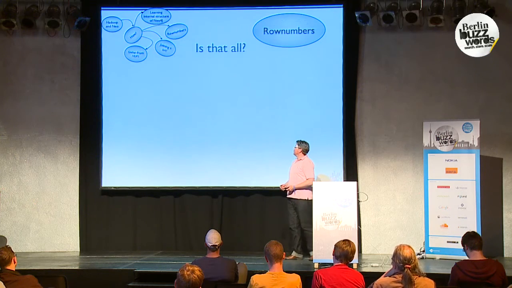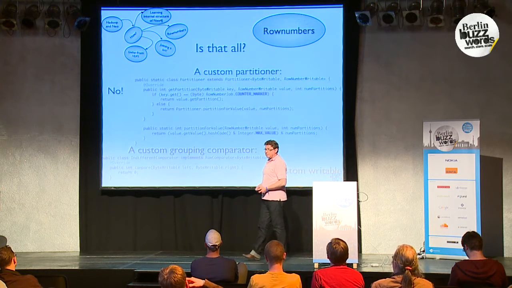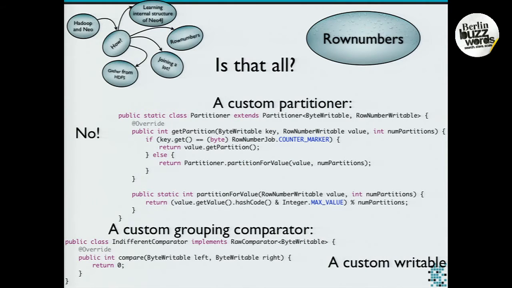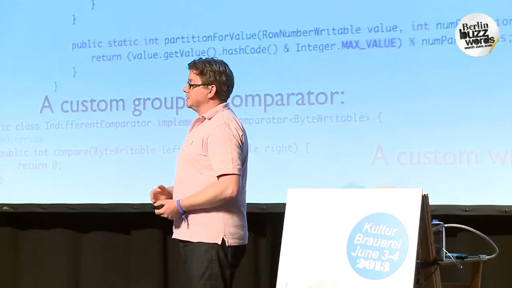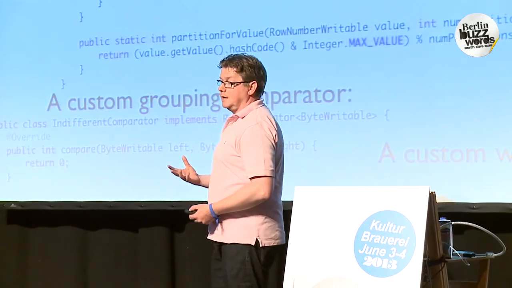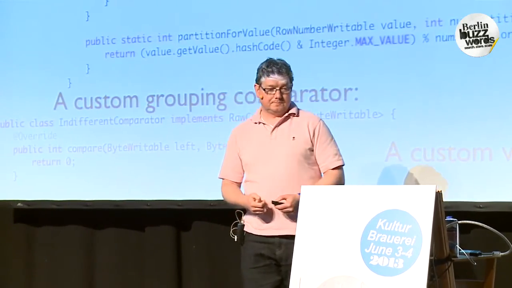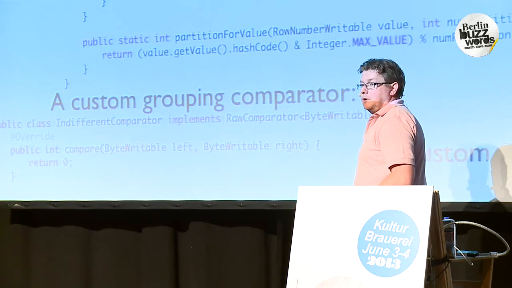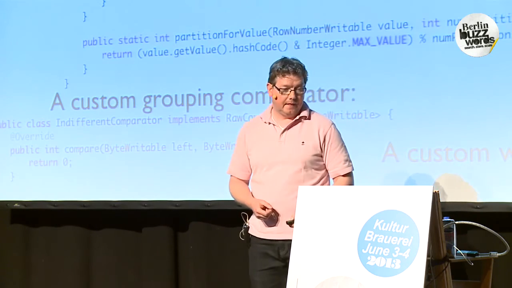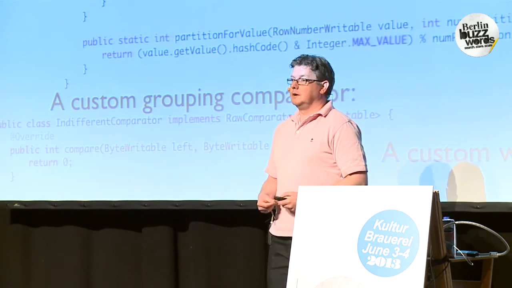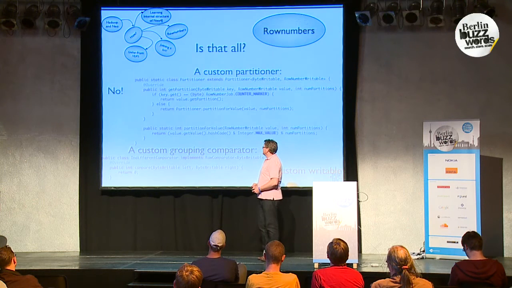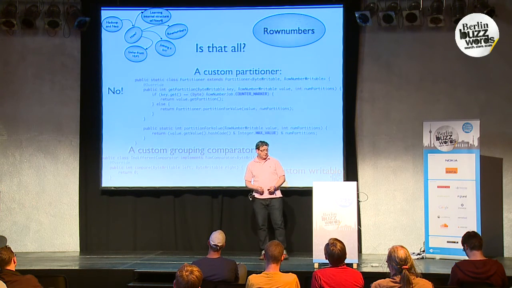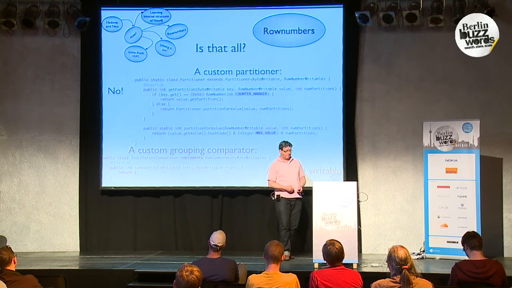Well, is that all? Well, no. You have to do something between the mapper and reduce phase. So we have a custom partitioner. That partitioner calculates the hash, based on the input key, to know to which reducer it goes, and you have to make it available to the mapper code. Then a grouping comparator to be sure that in the reducer you have only one call to the reduce method. And some custom writables to make sure that you can put those counters in front of the values.